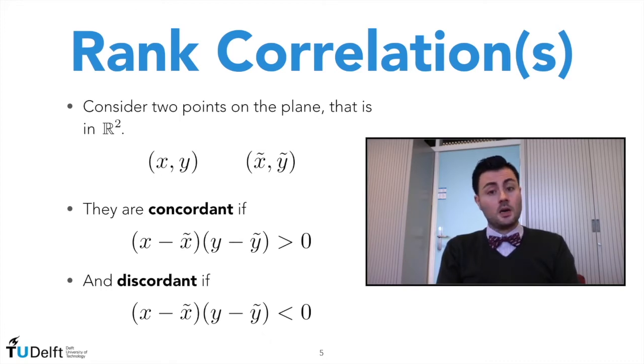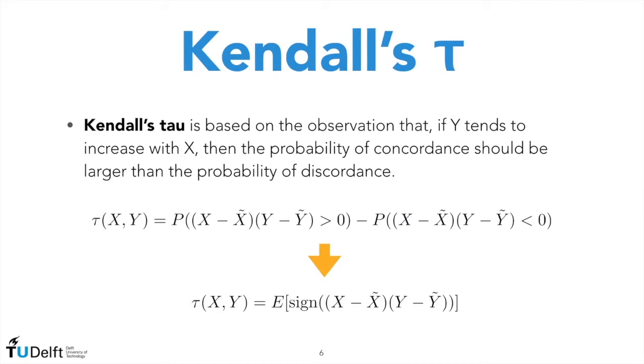Now consider 2 points in R2, (x, y) and (x tilde, y tilde). We say that these 2 points are concordant if their coordinates move in the same direction. They are discordant if, on the contrary, they move in different directions. A first measure in the rank correlation class is represented by Kendall's tau. Kendall's tau starts from the observation that if we have two random variables x and y, and y tends to increase with x, tends to move in the same direction of x, then the probability of observing concordant couples of observations will be higher than observing discordant couples of observations.